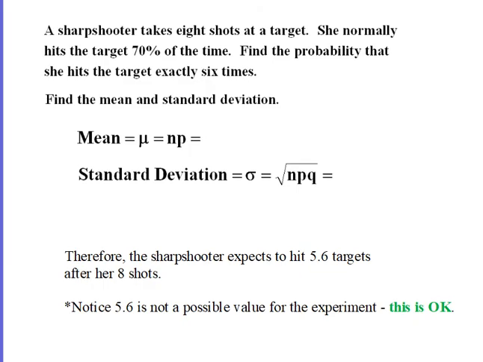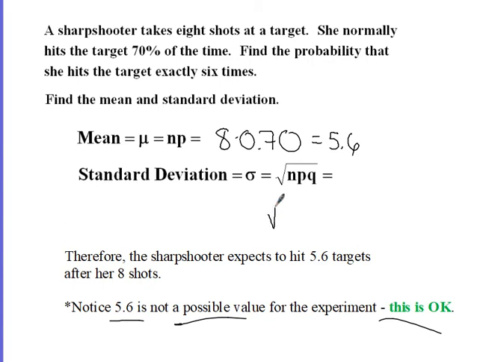So going back to that sharpshooter example from notes yesterday, a sharpshooter takes 8 shots. Her chances of hitting the target are 70%, so 0.7. I'll multiply that out, and I get 5.6. Now, I know that 5.6 isn't a possible value, but that's okay. That's just kind of an average. So you can expect maybe about 6 hits.